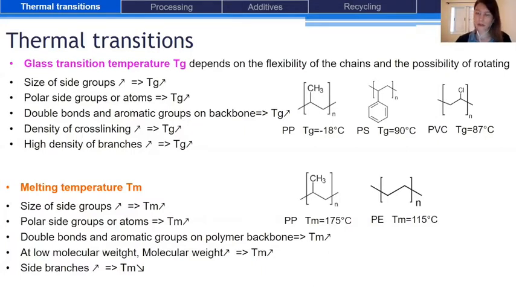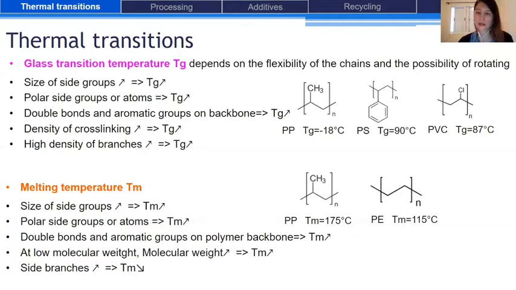At low molecular weights, when the molecular weight increases, we also observe an increase of this Tm. And when the side branches increase, on the contrary, we observe a decrease of the melting temperature because, as presented in the first lesson, branches make it more difficult for the crystal to be formed. And the crystals that are created are not as perfect as for linear chains. And so because the crystals are less perfect, their melting point is decreased.